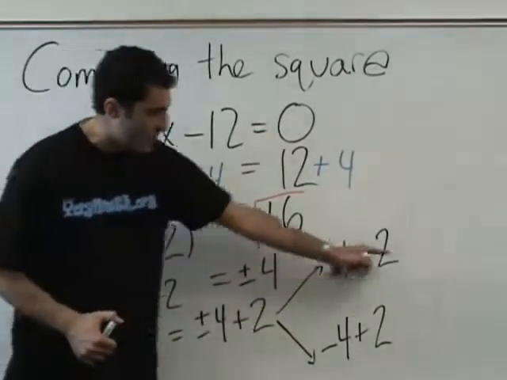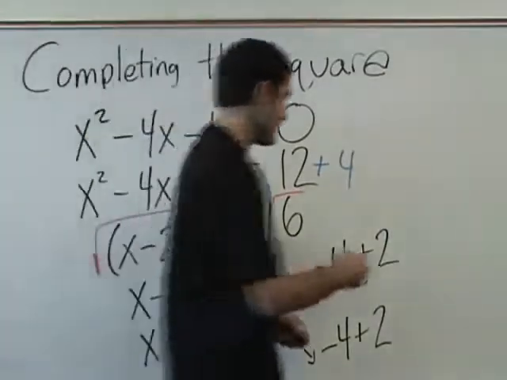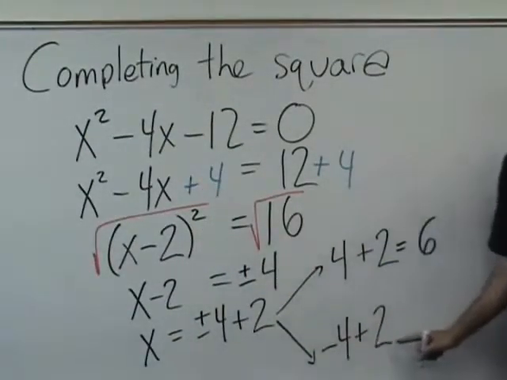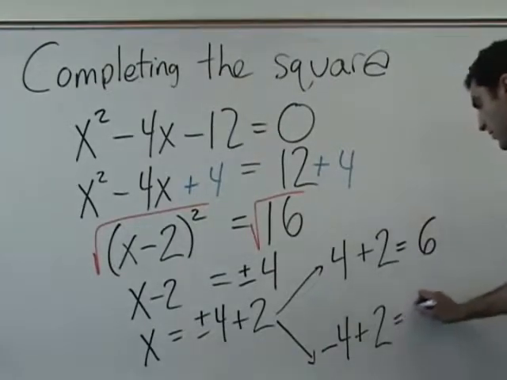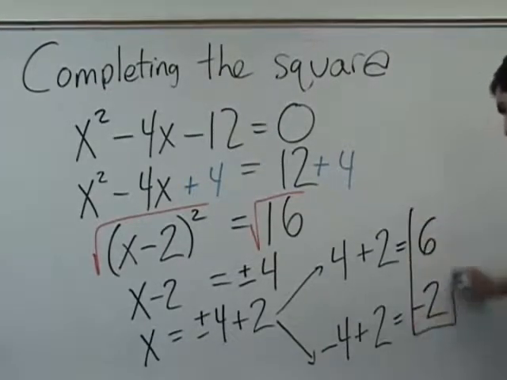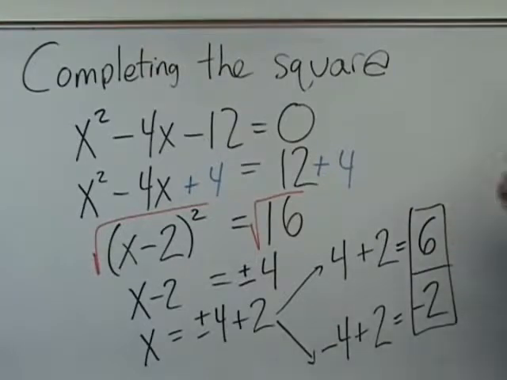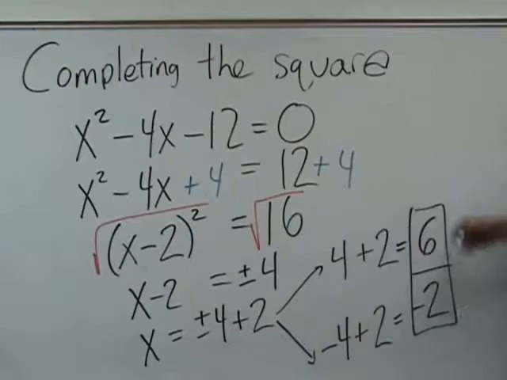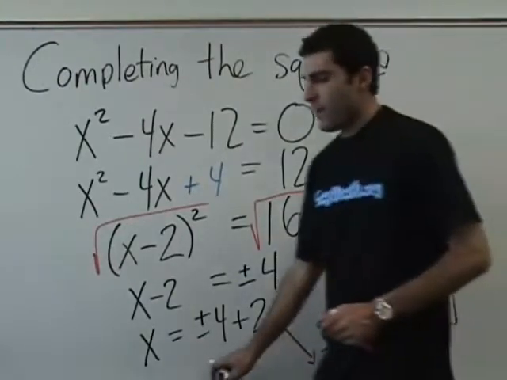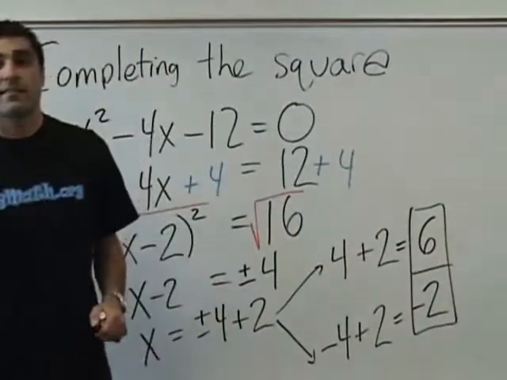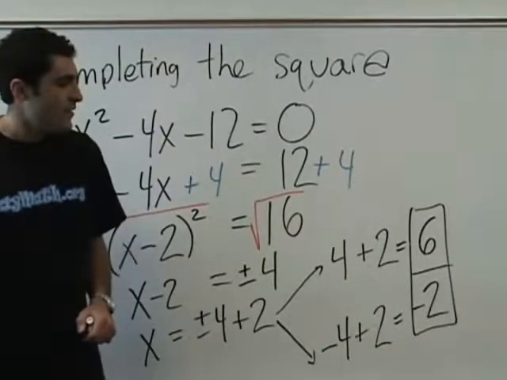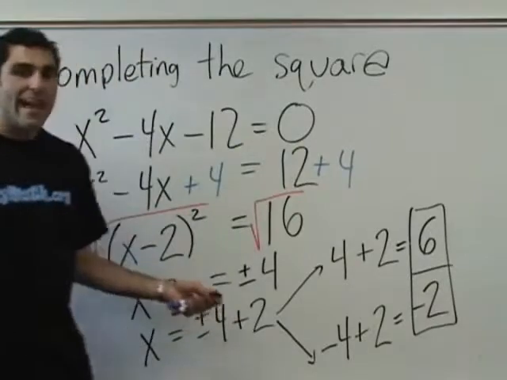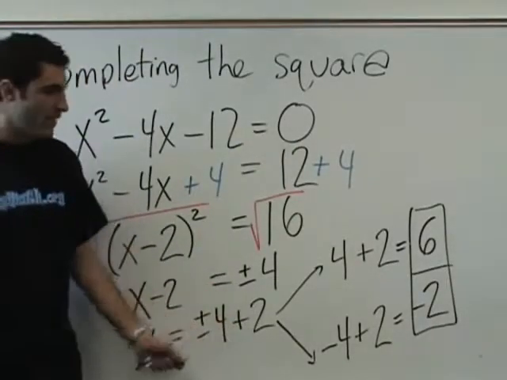So what is 4 plus 2? 6. And what is negative 4 plus 2? Negative 2. So these are our two answers. x equals 6 and x equals negative 2. Do we have to write that? Box both, however you want to do it. Do we just write x equals plus or minus 4 plus 2? No, it's not simplified, because you can add 2 to 4.